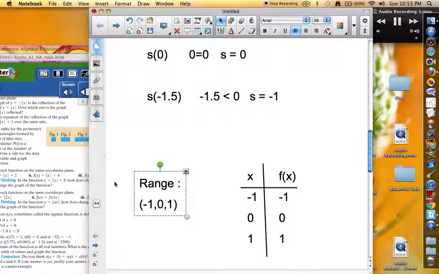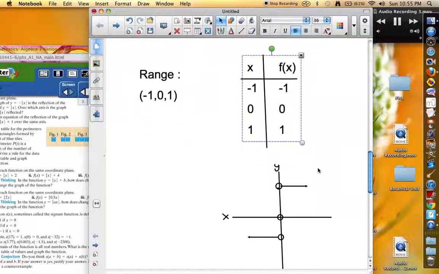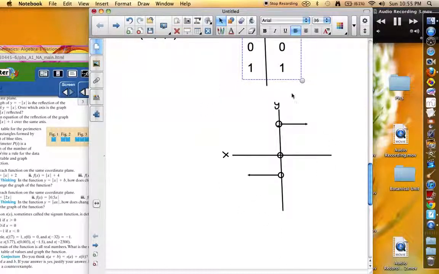And for C, if you want to do a table and graph, a table is going to look something like this. We do x and f(x). So the only x's you're going to have are negative 1, 0, and 1. So then automatically you're going to have negative 1, 0, and 1. And what your graph is going to look like is you're going to have a line at 1 if x is greater than 0, a point at 0 if x is equal to 0, and a line at negative 1 if x is less than 0.